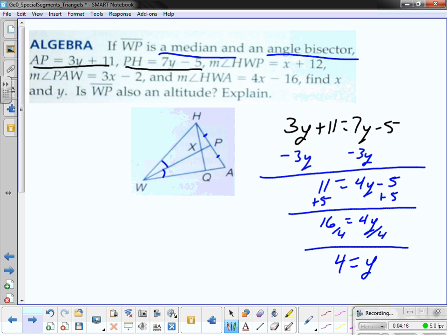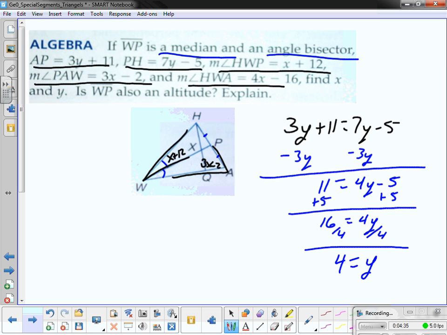Okay, now on the other side, I've got angle WHP. WHP is x plus 12. I've got PAW. PAW is 3x minus 2. And I've got HWA. HWA, the whole thing, is 4x minus 16.